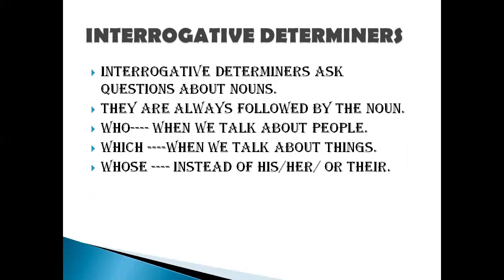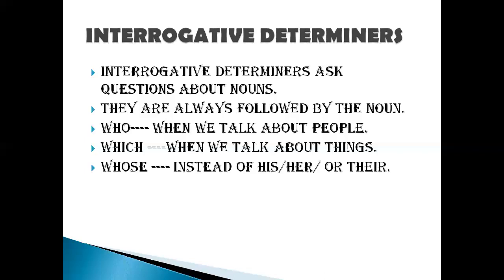Now let us see what interrogative determiners are. Interrogative determiners ask questions about nouns. They are question determiners. They are also followed by a noun. That means that an interrogative determiner will always come before a noun. Here are examples of interrogative determiners like who, which, whose. Who is used when we talk about people, which when we talk about things, and whose instead of his, her, or their.